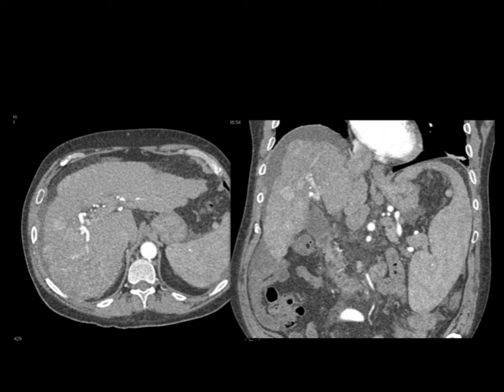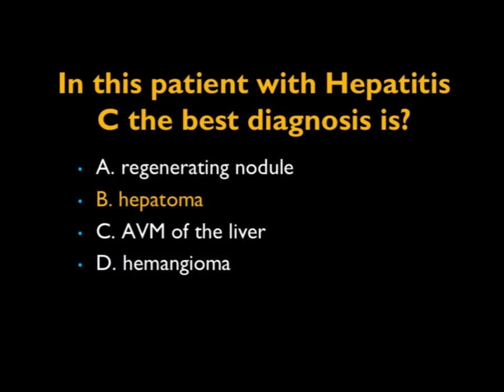Yes, you could have considered regenerating nodules. Usually they're better defined. They can be multiple, as in this case. But when you see this example, you better be thinking about hepatoma, and this was multifocal hepatoma in a hep C patient.